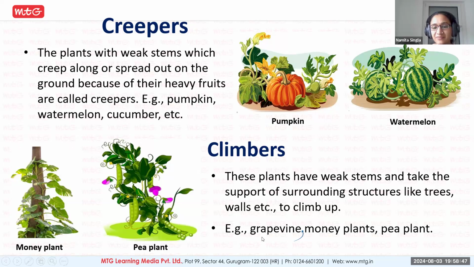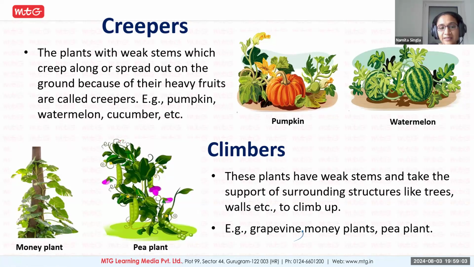Anyway, for climbers, we have examples: grapevine, money plant, and pea plant. This year, a lot of changes have been made in the syllabus also. Modifications of the stem, root, and leaves have been deleted from the syllabus. Otherwise, earlier we were talking about these modifications also.